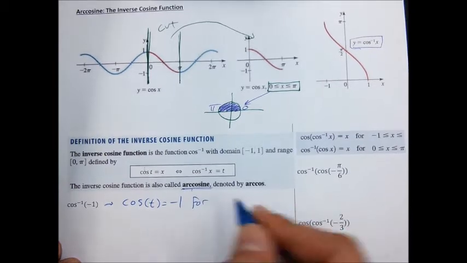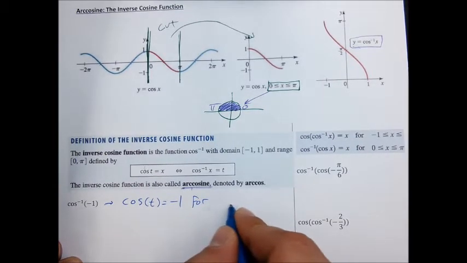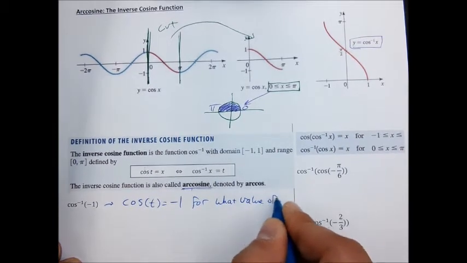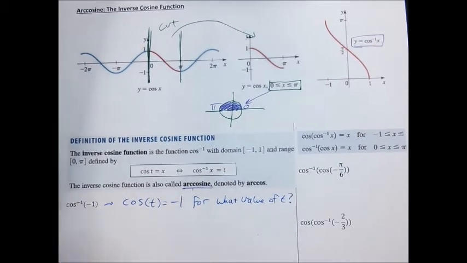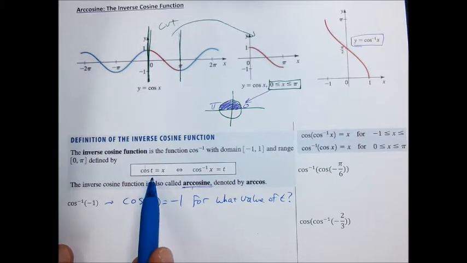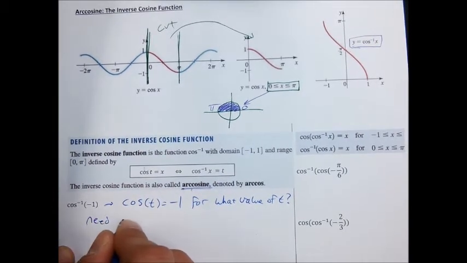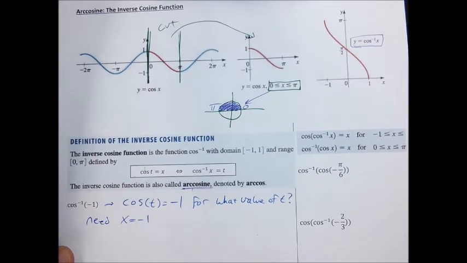So cosine of what equals -1? So for what value of t? That's the question. And so we want to know the x value, right? Cosine is the x value. And so we need x to equal -1, because cosine's x.